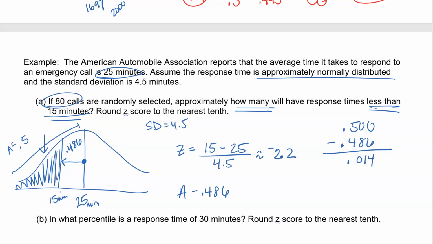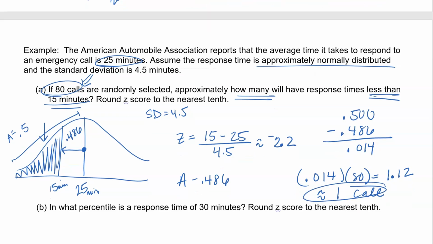Now in this case, we want to know how many calls are going to have response times less than 15 minutes. So if there are 80 calls, I'm going to have to take that decimal and multiply it by 80 to figure out the actual number of calls. So I end up getting 1.12, and if this were a Connect problem, it would likely have you round to the nearest whole number. Since 1.12 calls doesn't make any sense, I'd say about one call in 80 will have a response time less than 15 minutes.